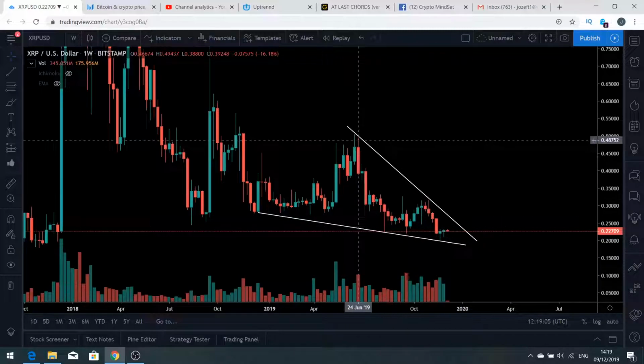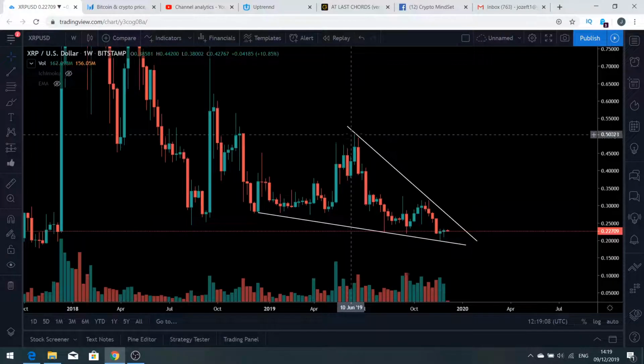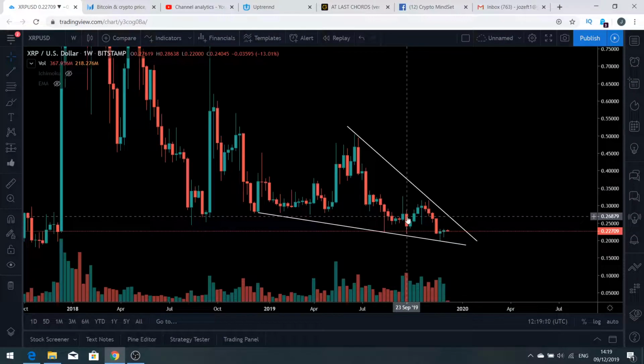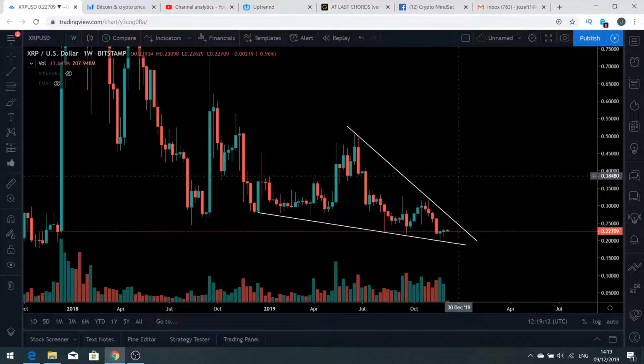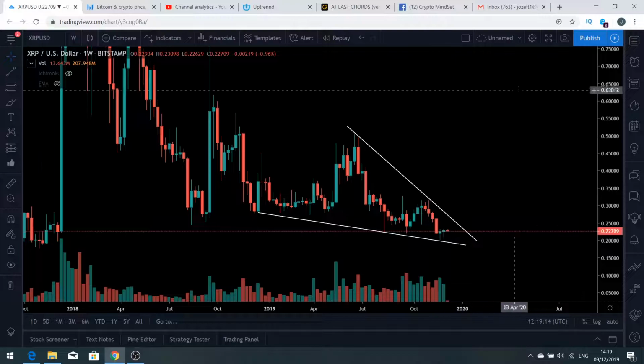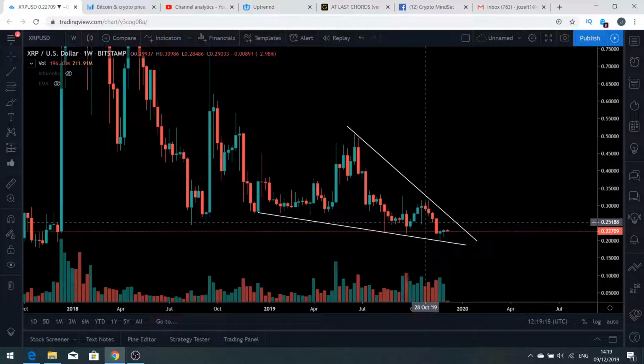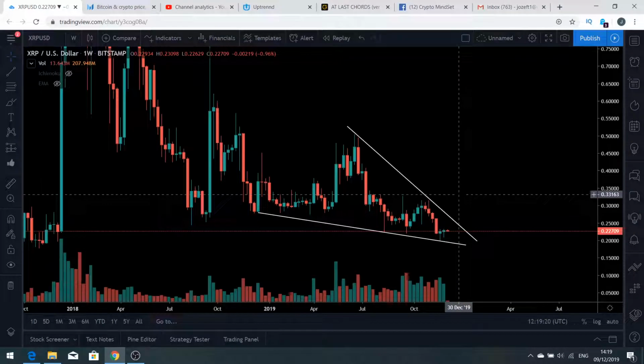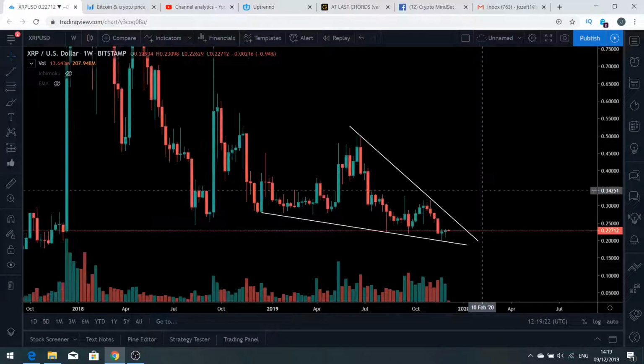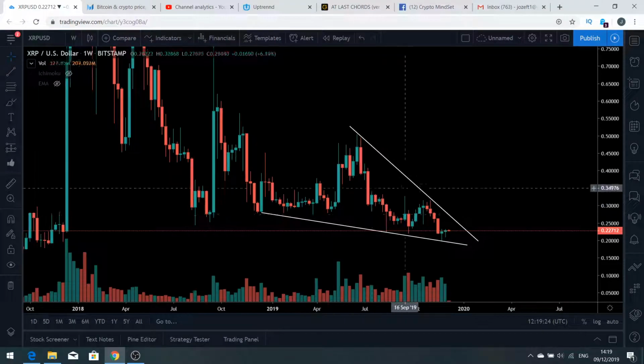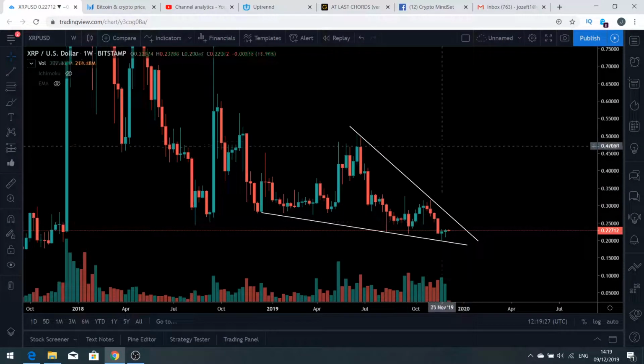Falling wedge, it looks bearish, but it's actually a bullish pattern because the probability is higher for it to break on the upper side. Okay, it has a good probability of breaking to the upside. If it's a falling wedge, we're going to know after it breaks out.